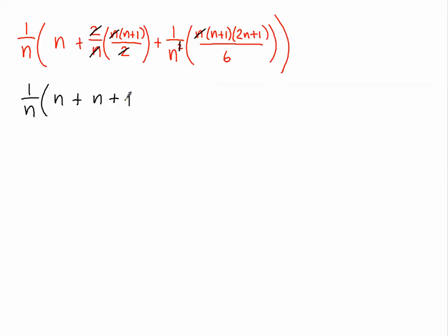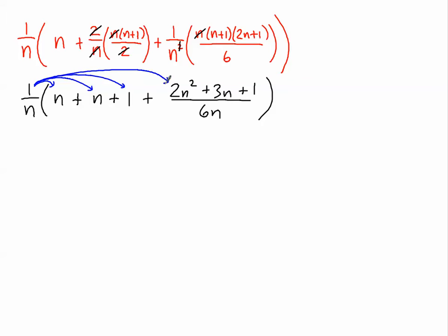These are all separate terms. I do have this 1 over n times this. So 1 times all this, I'll just FOIL this, and that's going to be 2n squared. N outside, 2n inside, that's 3n. And my last terms are 1, all divided by 6n. And I'll close that parenthesis. Okay, that's not too bad. And I'm just going to distribute this 1 over n into that term, and that term, and that term, and that term.